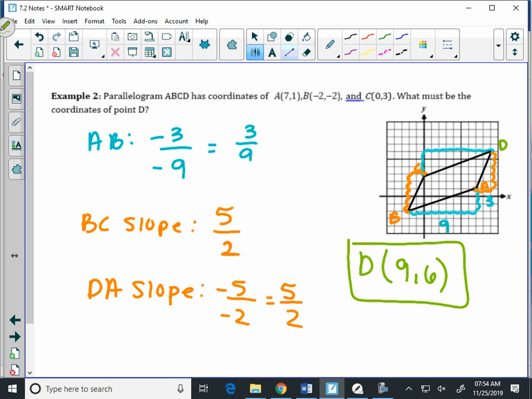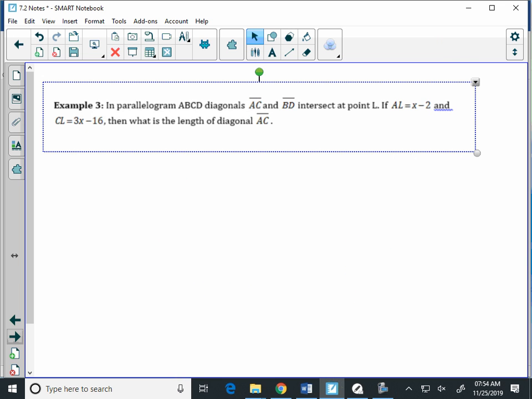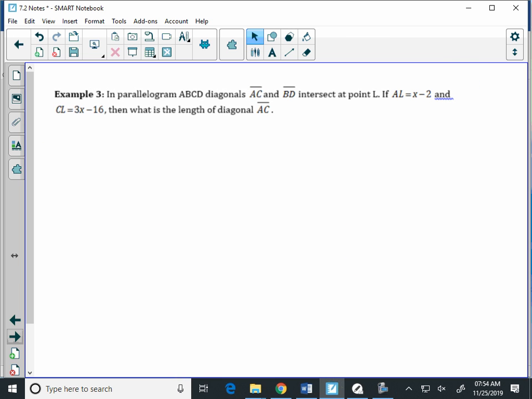that? Okay, on the front we dealt with more of what parallelograms look like in the coordinate plane. If you flip it over to the back, we're going to take a look at what they look like not in the coordinate plane. It says in parallelogram ABCD diagonals AC and BD intersect at point L. If AL equals x minus 2 and CL equals 3x minus 16, then what's the length of the diagonal AC?